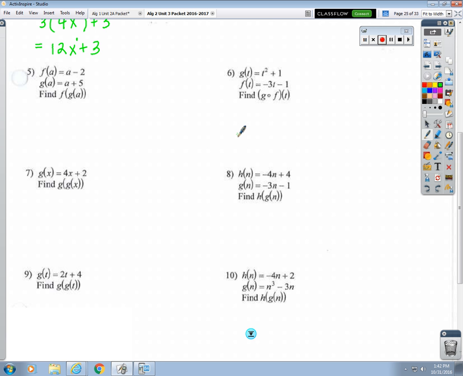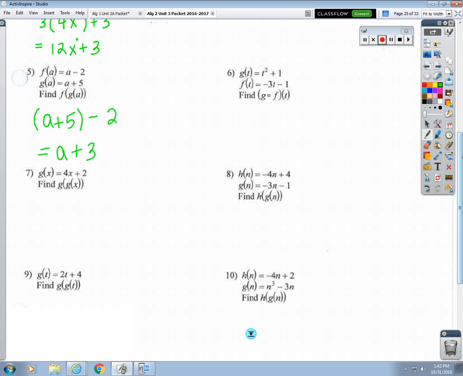This time they want you to take the f function, which is a minus 2. A minus 2, but I didn't write the a because they're wanting you to replace the a with the g function, a plus 5. Now all you do is combine like terms. Bring down the a, the 5 minus 2 makes a positive 3, and you're done. That's also a linear binomial.